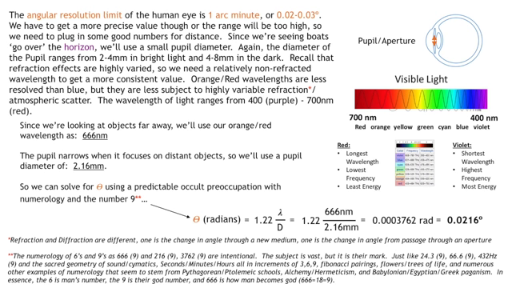So we can solve for theta using a predictable occult preoccupation with numerology and the number 9, such that theta in radians is equal to 1.22 times wavelength divided by diameter, which is 666 nanometers divided by 2.16 millimeters. That gives us our number in radians, which is also adding up to 9 as we'll go through. And that gives us an angular resolution theta of 0.0216 degrees. So again, I chose these numbers on purpose.